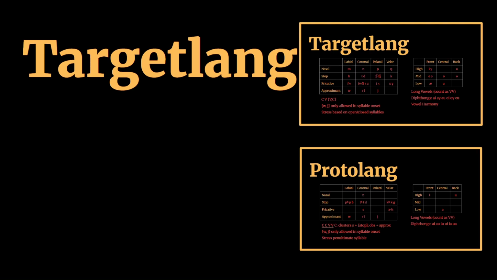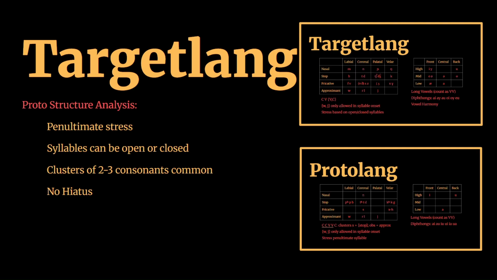Let's start by analyzing the structure of the proto-lang. First, we have penultimate stress, so that's going to be more consistent. Syllables can be open or closed, and clusters of 2 to 3 consonants are actually fairly common. But there is no hiatus, so we don't want to make any changes that depend on vowels in hiatus, at least not without deleting medial consonants.